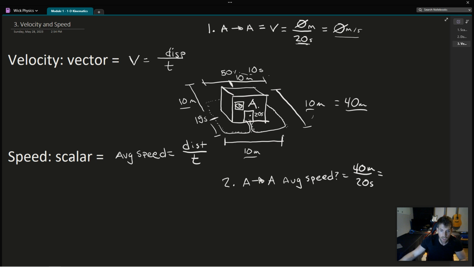40 divided by 20 is 2. 2 meters per second. Okay?